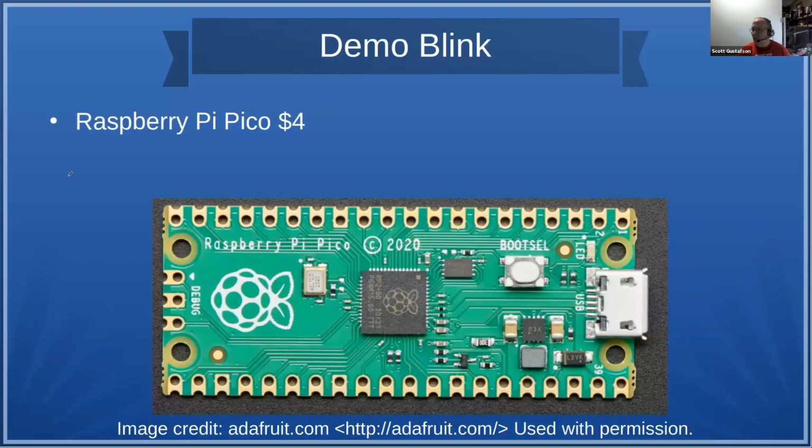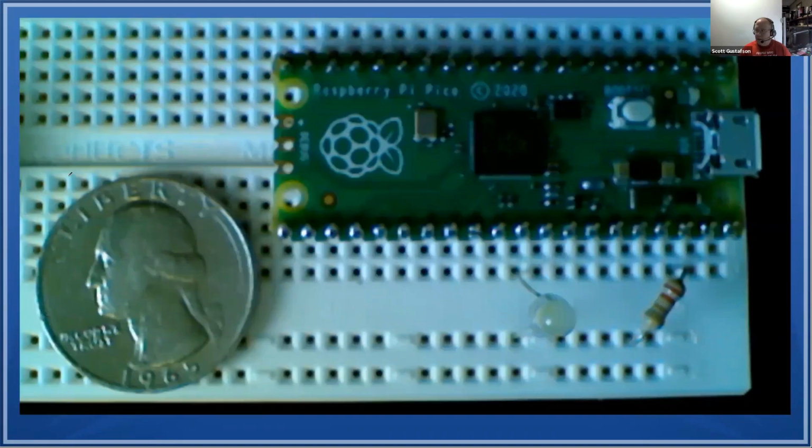So again, that is a Raspberry Pi Pico for $4. Those LEDs and a resistor, those are a couple pennies. So for less than $5, basically, you can put this together and try it out and have some fun. So that was the example we saw.